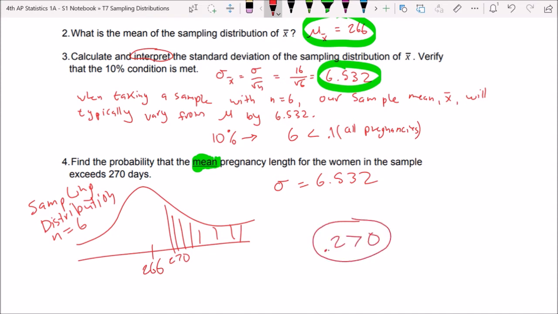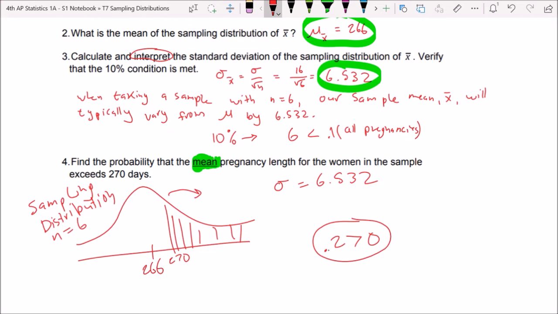Okay, and if you think about it, that should make sense. Assuming the actual mean is 266, it's less likely that a sample of 6 women would return a value further away as opposed to a single woman. Any single woman having a pregnancy 4 days longer, being 4 days later than your due date, is not super surprising.